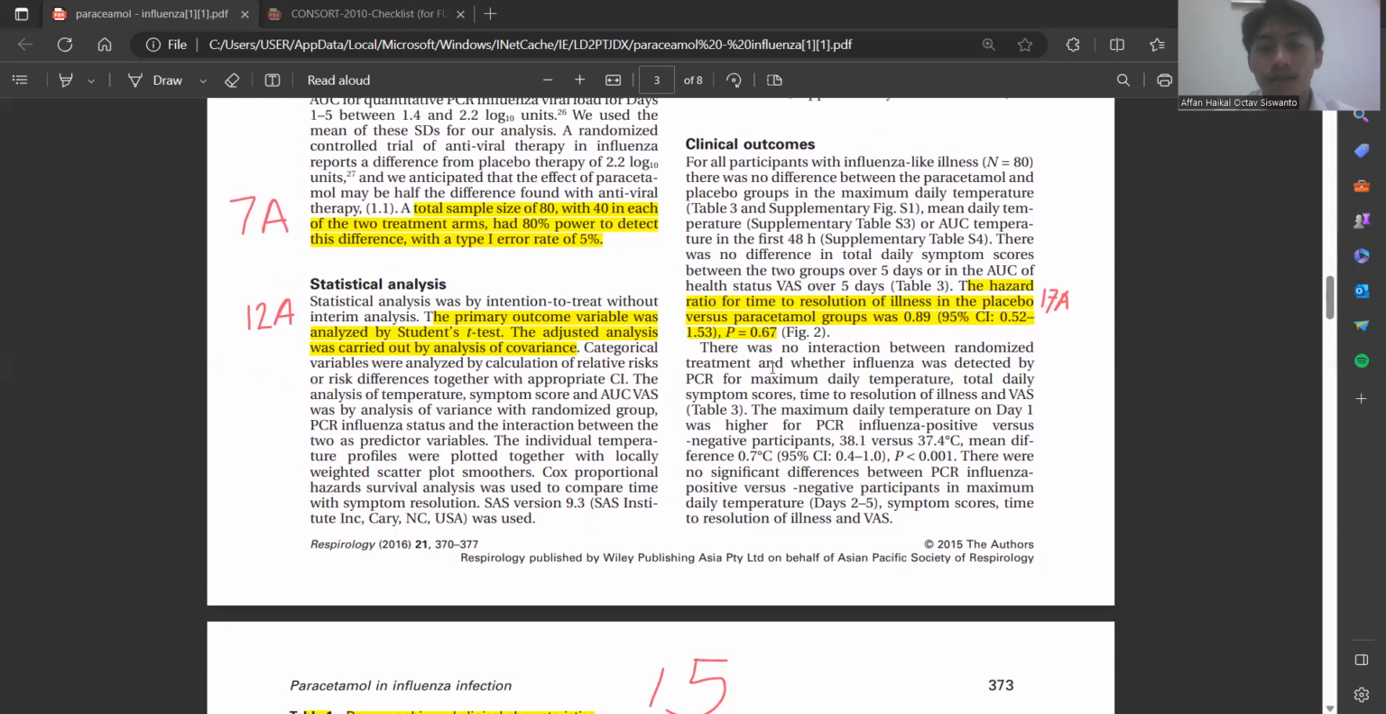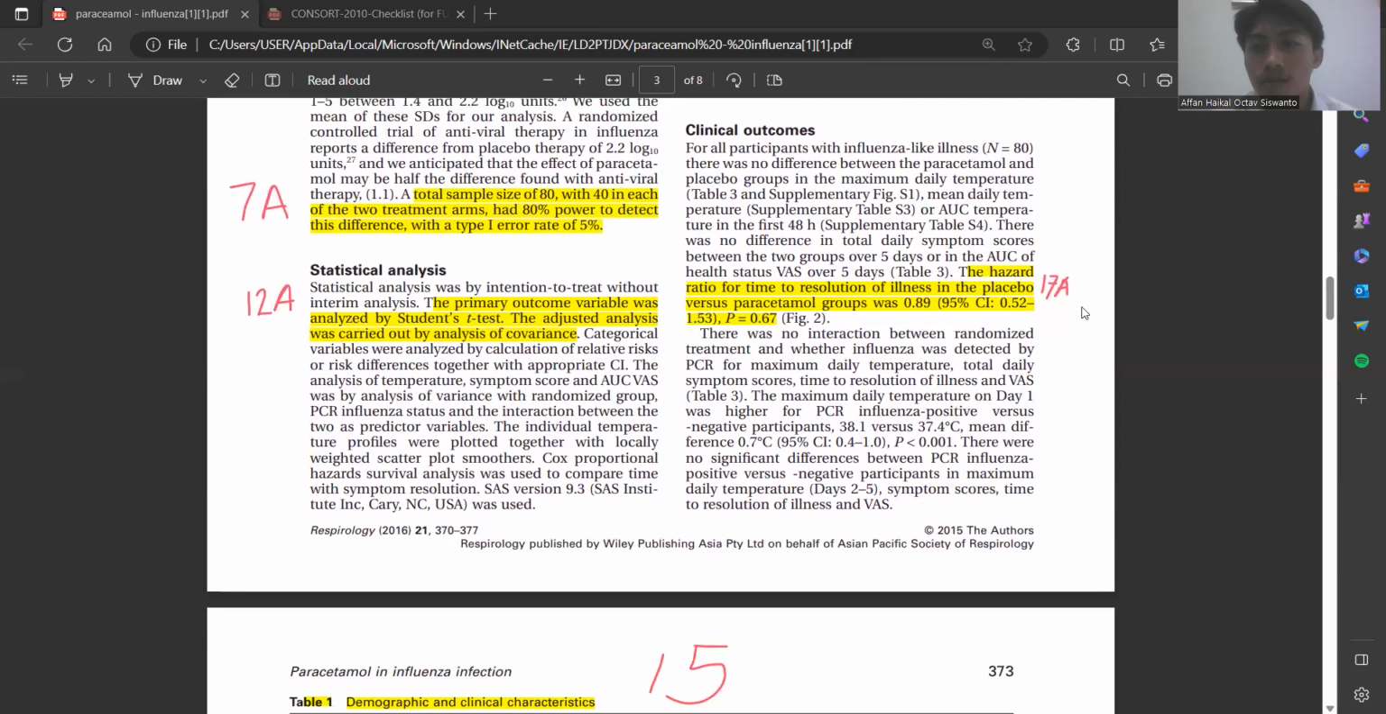The next item is item 17A. That item 17A is for each primary and secondary outcome, results for each group and the estimated effect size and its precision. So it's mentioned here, the hazard ratio for time to resolution of illness in the placebo versus paracetamol groups was 0.89.